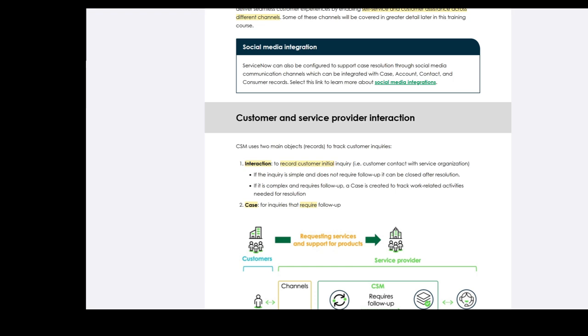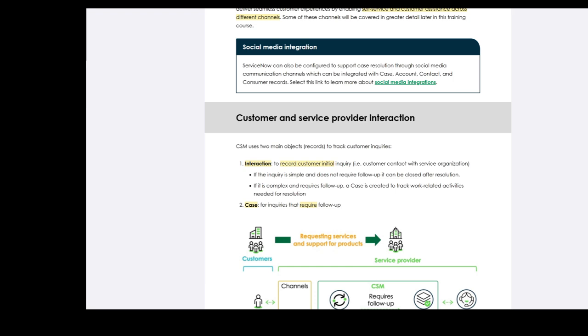So what is interaction? The customer's initial query, or the initial point of contact of the customer with the service provider, is called an interaction. So an interaction record is always created when a customer contacts the service provider or the business. Now for an interaction, there can be two scenarios. One scenario is that it's a general inquiry and does not require any follow-up. It's a very simple question. Then the case is not required.